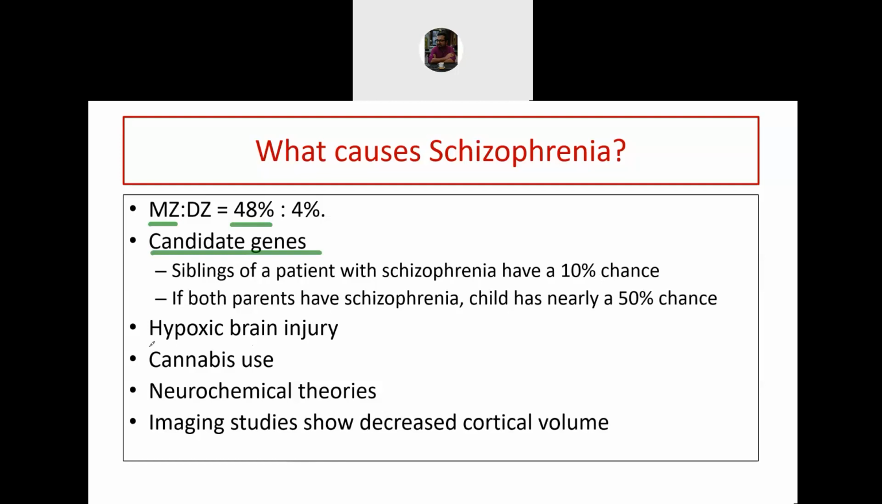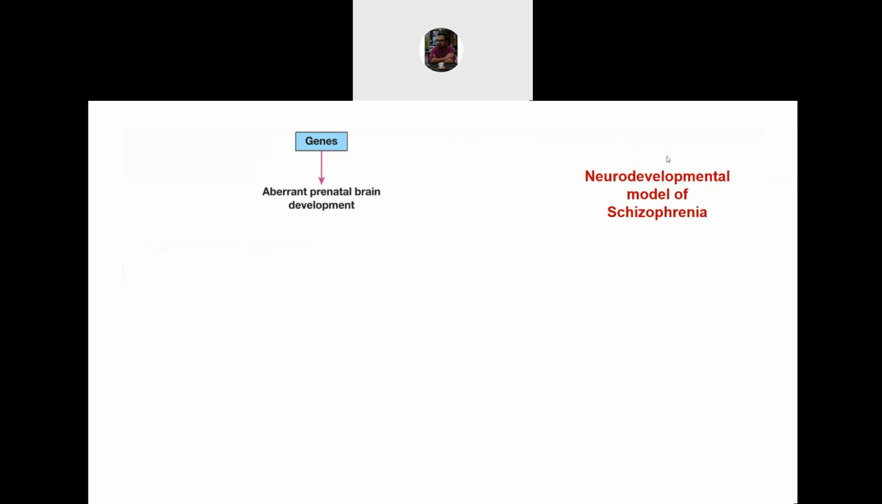During birth, if there is an obstetric complication like hypoxic brain injury, it is seen that it can increase the risk of schizophrenia. Cannabis use during adolescence can increase the risk of schizophrenia. We have already discussed the neurochemical theories about glutamate and dopamine, and imaging studies like MRI scans have shown that schizophrenia causes a decreased cortical volume, particularly in the temporal lobes. But whether these are the effect of the disease or the causes of the disease is still not clearly understood.